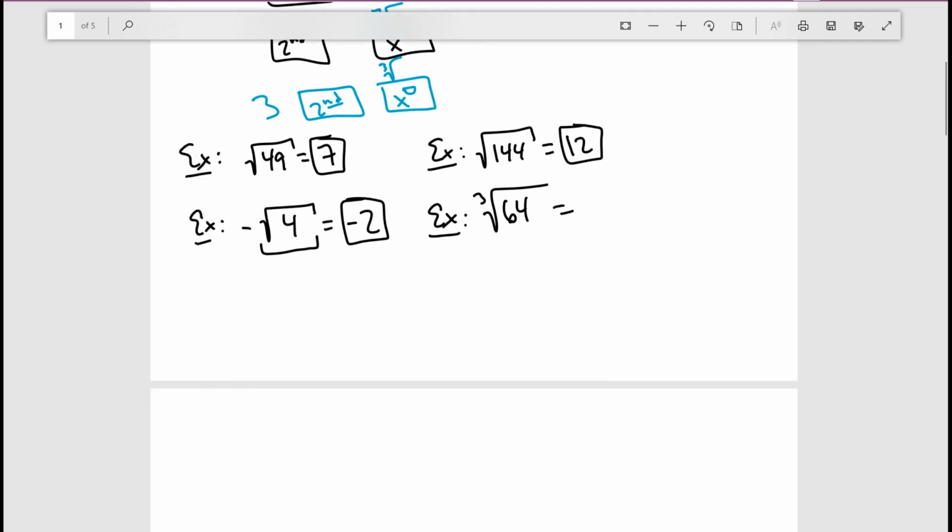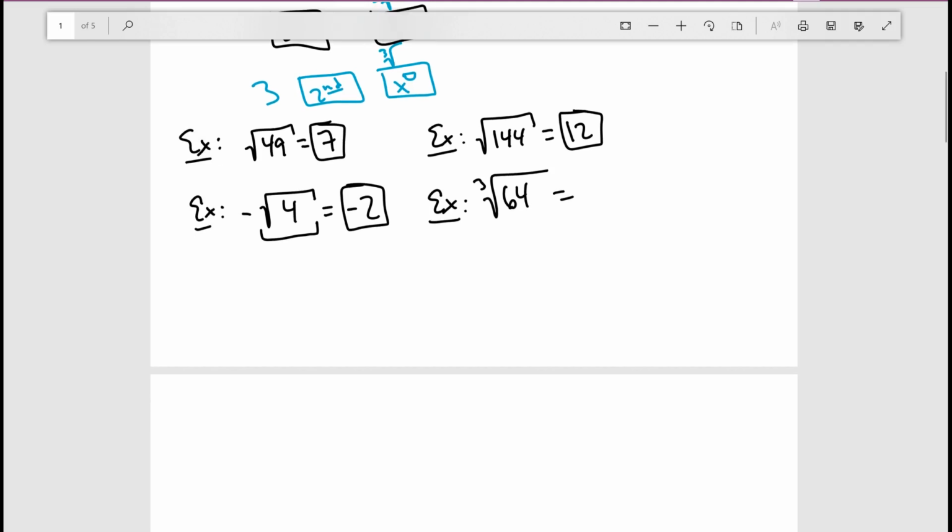Okay, so now you got to think a little bit harder. So what times what will give me 64? Well, if you know your times tables very well, then you would be able to get this really quickly. If not, just start using your calculator. Here the answer is going to be 4, because 4 times 4 gives me 16. 16 times 4 is going to give me a 64.